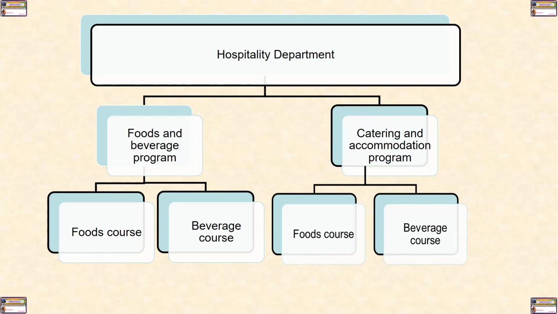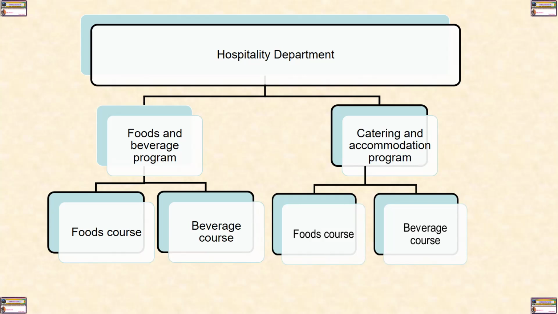In this case, I have used a sample department called hospitality. Under hospitality, we have two programs: the foods and beverage program and the catering and accommodation program. Under the foods and beverage program, we have two courses: foods course and beverage course. Under the catering and accommodation program, which is also under the hospitality department, we have two courses: foods course and beverage course.